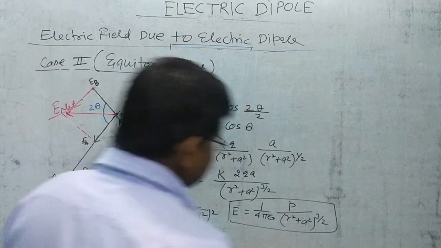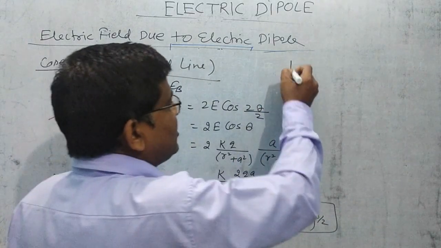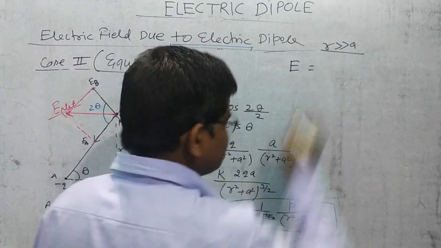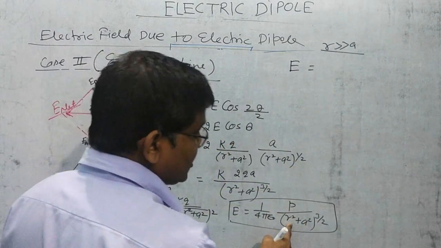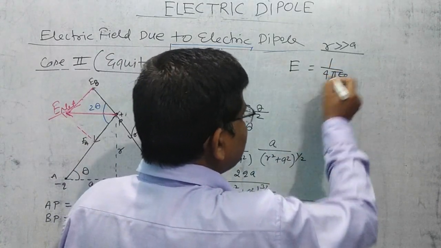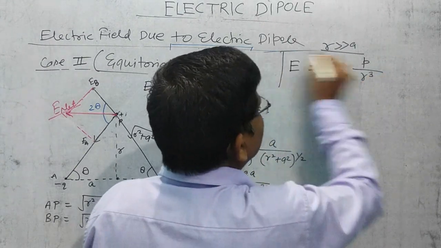And in this case, just like before, when R is greater than A, then E is equal to, A becomes 0 and this becomes R cube. Then again, 1 upon 4 pi epsilon naught, P by R cube. This is the common format.